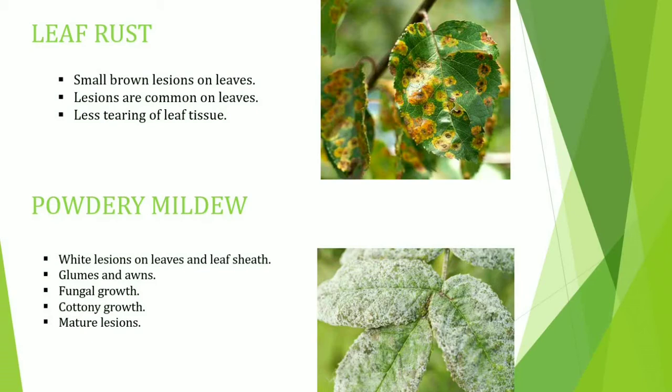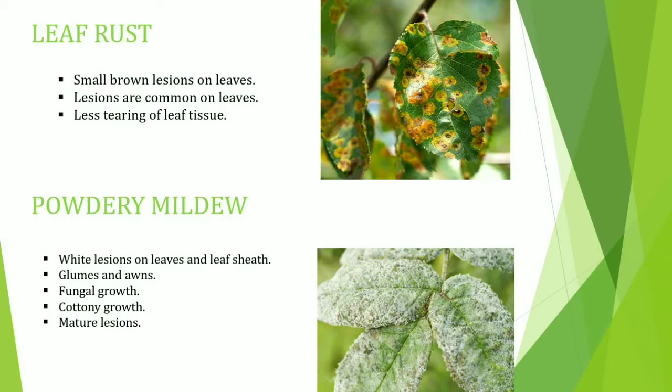Leaf rust causes small brown lesions on the leaves. These blister-like lesions are common on the leaves and occur on the leaf sheath, which extends from the base of the leaf blade to the stem node. These lesions are normally smaller, more round, and cause less tearing of tissues than that caused by the stem rust.